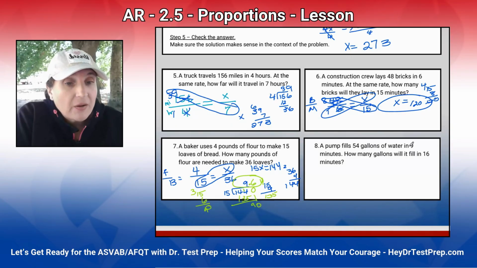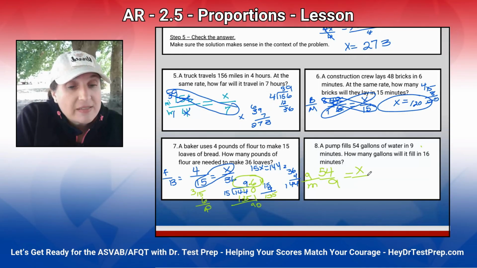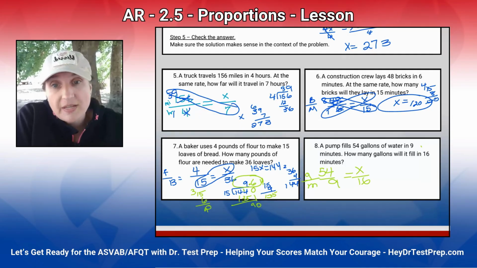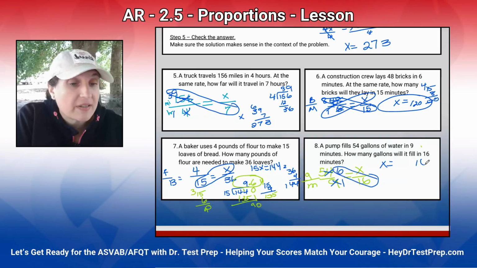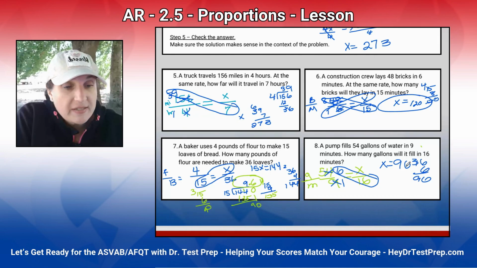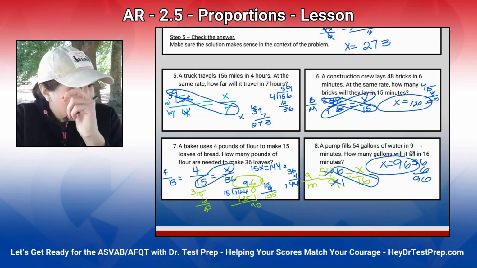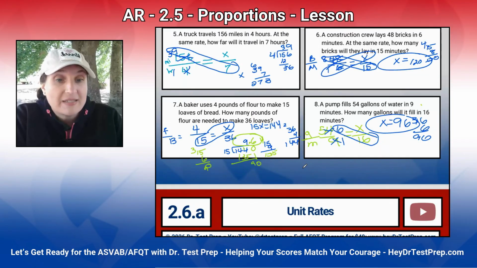That's right. Okay, 54 gallons of water in 9 minutes. So we have 54 gallons in 9 minutes. How many gallons in 16 minutes? All right, so again, let's make this darker. 9 can go into 54 6 times. So we can just cross multiply. X equals, I think that's 96. Carry the 3, 96. Okay, so 96 gallons will fill up in 16 minutes. I think that's the end.